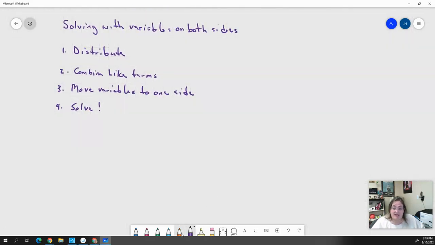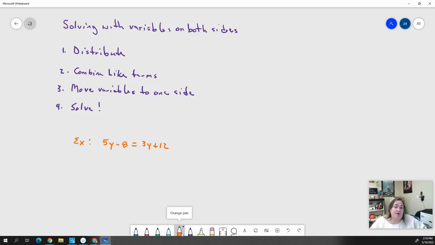So let's look at what that looks like for us. If I have, for example, 5y minus 8 equals 3y plus 12, the first thing I'm going to do is look for something to distribute. There are no parentheses in this, so we don't have to do any distribution on this problem. Then we're going to look on each side of the equal sign and see if there are any like terms I can combine.